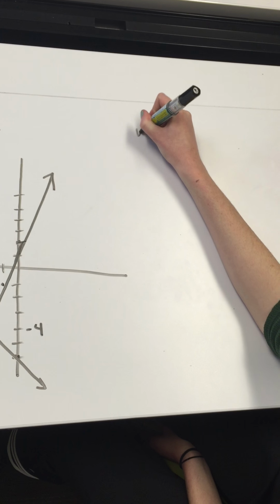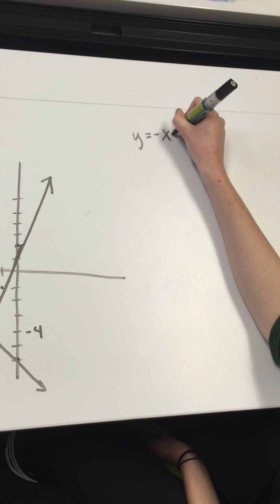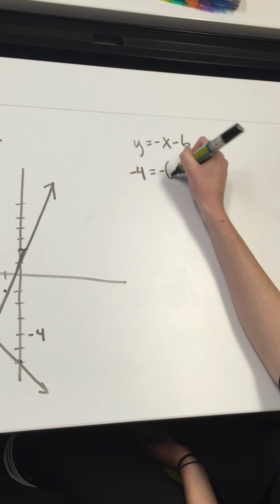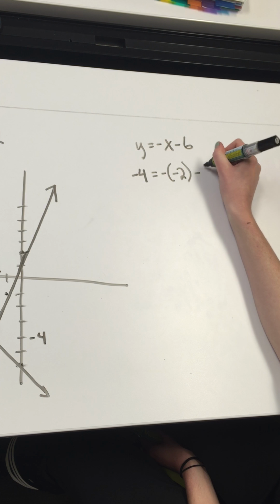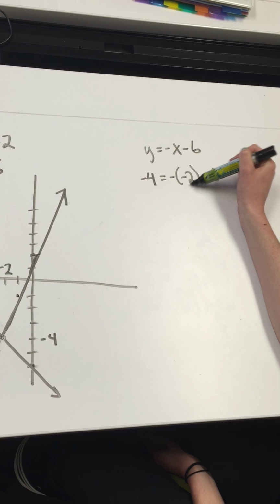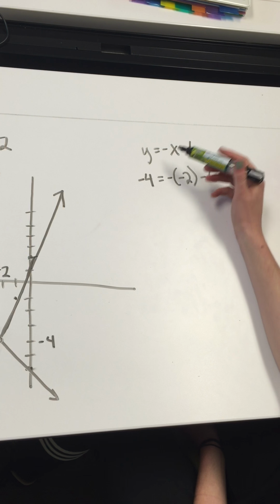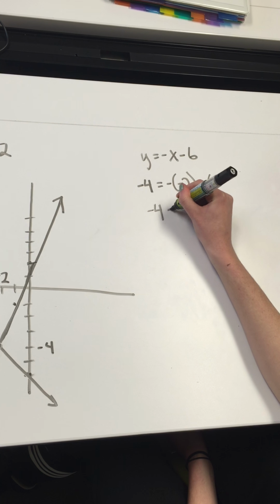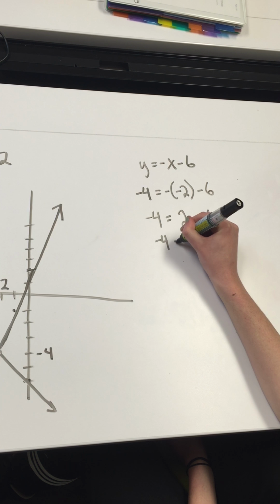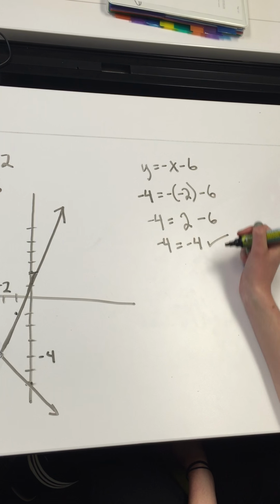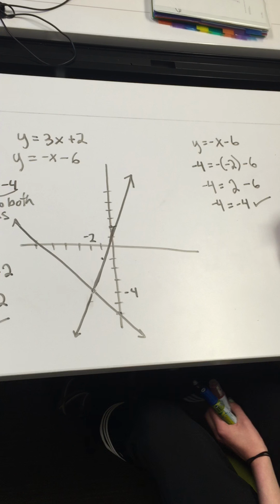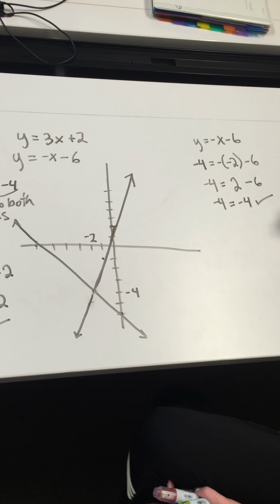So taking our other equation, y equals -x minus 6, we can plug in -4 for y and -2 for x. Being careful because we already have a -x, so we have to make sure that our -2 gets distributed with the -x. So we get -4 equals +2 minus 6, which we end up getting -4 equals -4. So sure enough, this means that -2 for x and -4 for y is a solution to both of these equations.